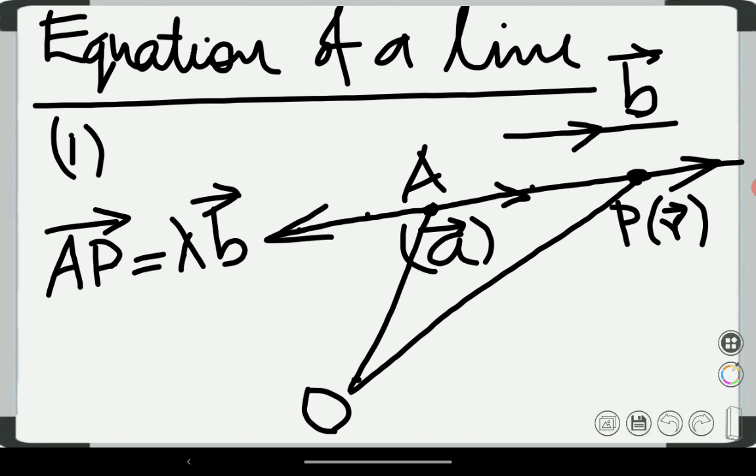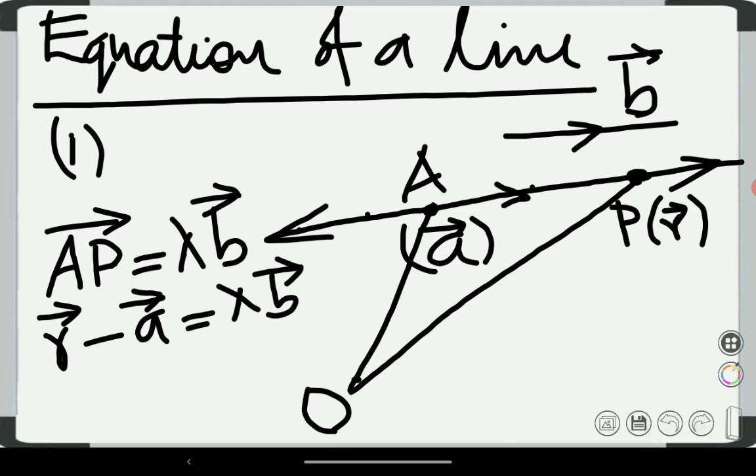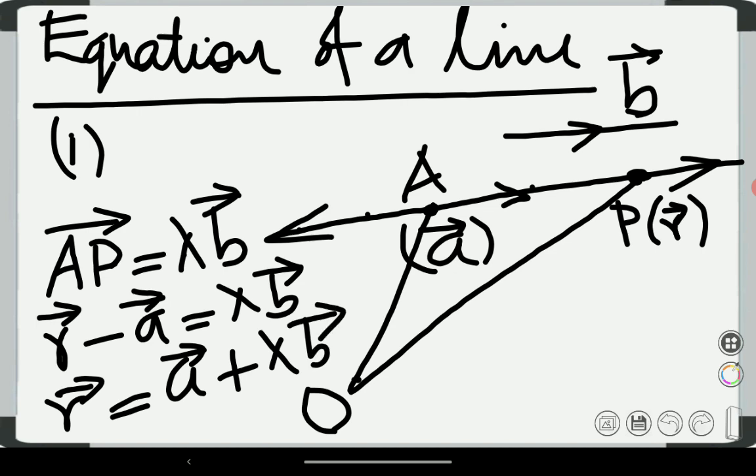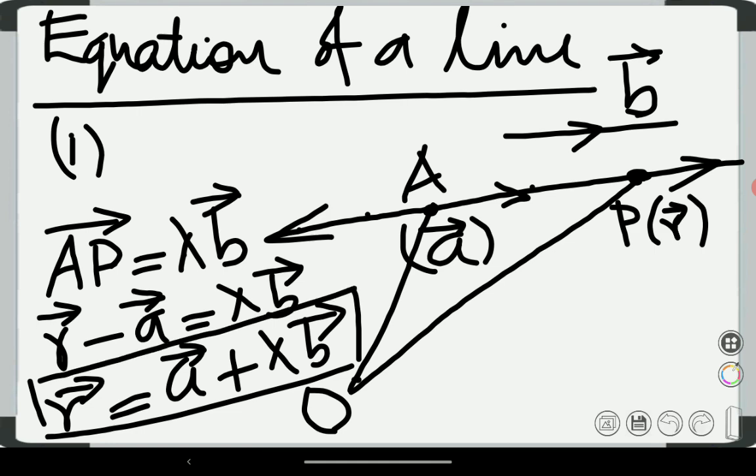Whatever the position of P, wherever it may be on the given line, this relation is always true. Vector AP is always equal to lambda times vector B. Now what is vector AP? In terms of position vectors, it is OP minus OA. Vector OP means R vector, vector OA means A vector. So R minus A equals lambda times B vector. Or this can be modified into R vector equals A vector plus lambda times B vector. This relation is the equation of the line in the vector form.